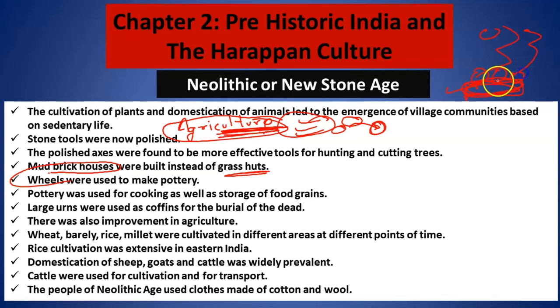They can grow crops. Don't you think they will get some free time? If people get some free time, they will start enjoying together also. Their social life will improve. As a result, they started polishing their stone tools.